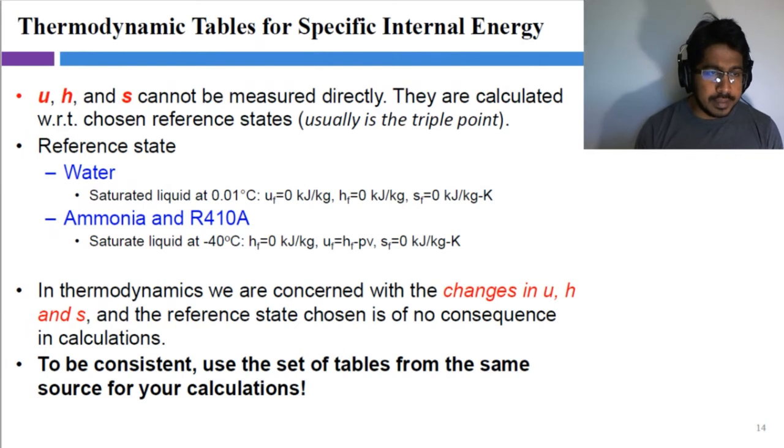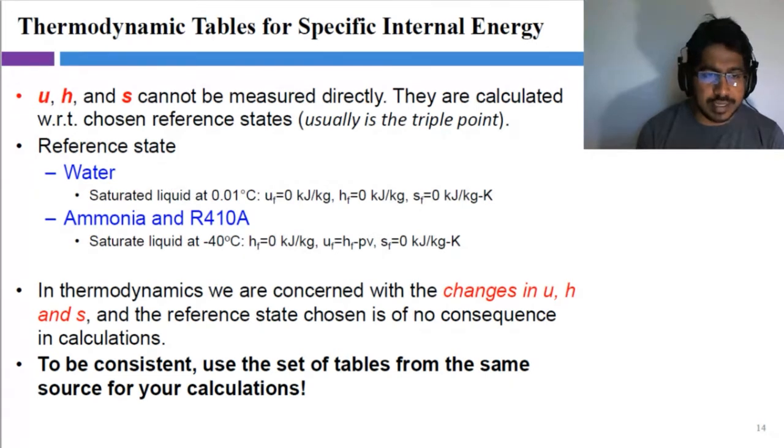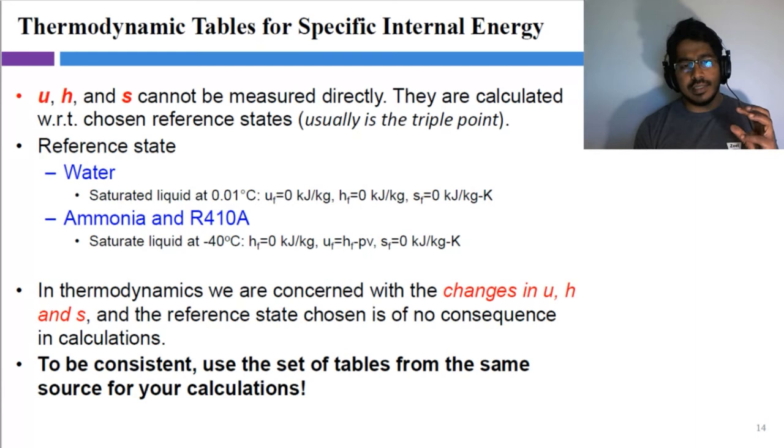And then the reference state for water is saturated liquid at 0.01 Celsius, and internal energy there is 0, enthalpy is 0, entropy is 0. Similarly, for ammonia, saturated liquid at minus 40 Celsius, so hf, uf, sf, everything is going to be 0, right? So at the reference state, we consider this value to be 0. It's similar to what we did with the potential energy, right? Whatever reference state we pick, we make it 0, and then we do our calculation from there onwards.